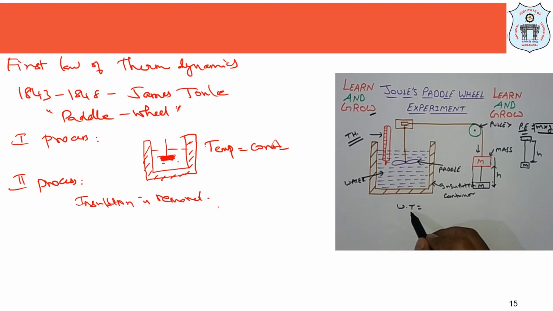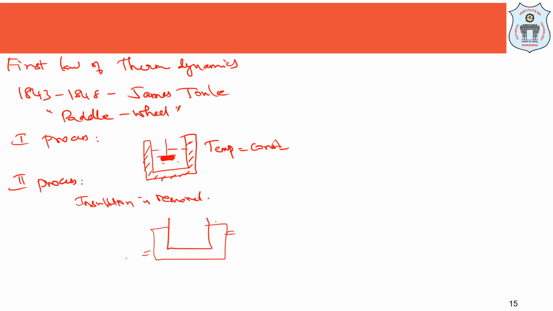So in the second process, the insulation is removed and transfer of energy is allowed in the form of heat from the liquid to the cooling water till the liquid reaches the original temperature. That is the second process, where some cooling setup was there. So the cooling was allowed to happen so that the temperature comes back to the original state. So this way the system is restored to its original state.